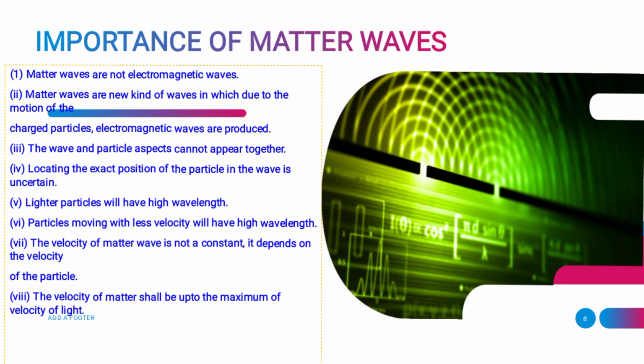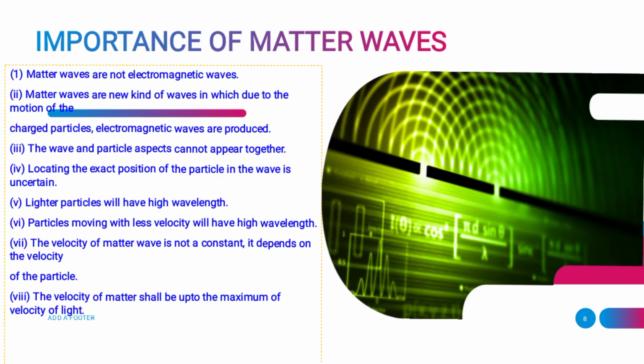Lighter particles will have high wavelength. Particles moving with less velocity will have high wavelength. Here, a lighter particle and a particle moving with less velocity both have high wavelength in terms of matter waves.